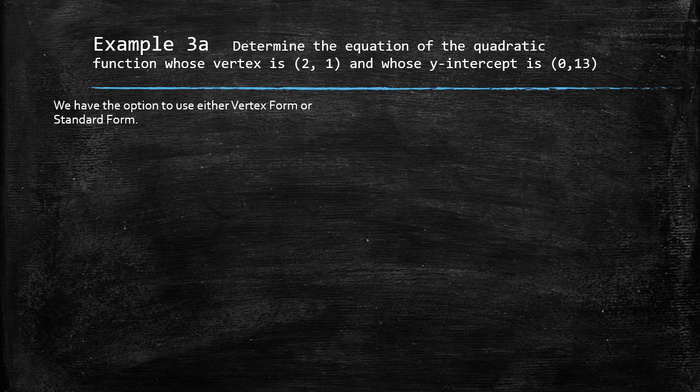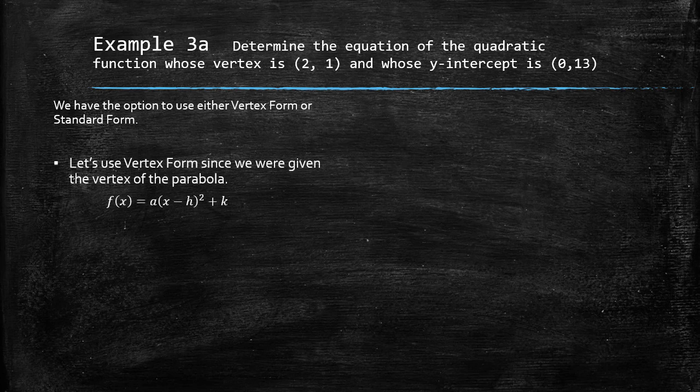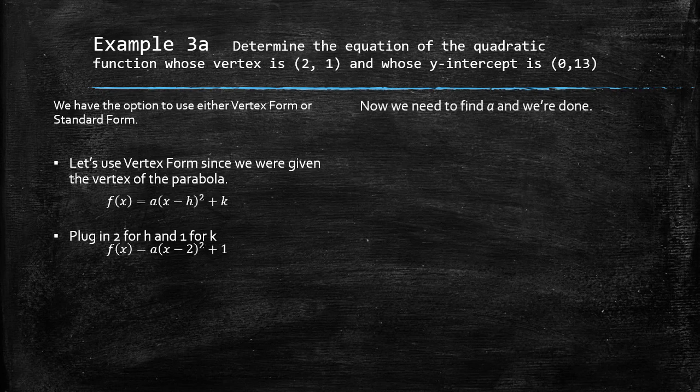Okay, so I'm going to go through the problem one more time. Again, you have the option to use either vertex form or standard form. Since we're given the vertex, it makes sense to use the vertex form of the parabola. We were given the point (2, 1) as the vertex, so plug in a 2 for h and a 1 for k. Now we need to find a, and then we're done.